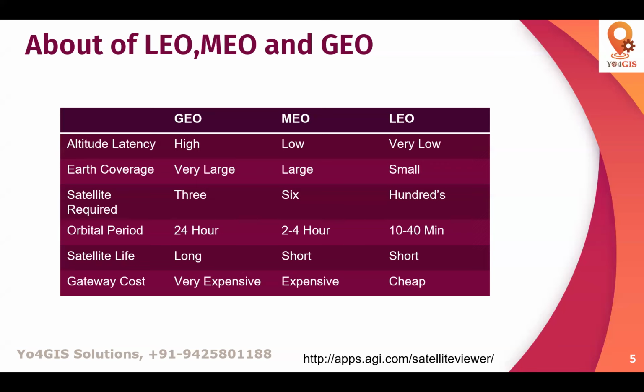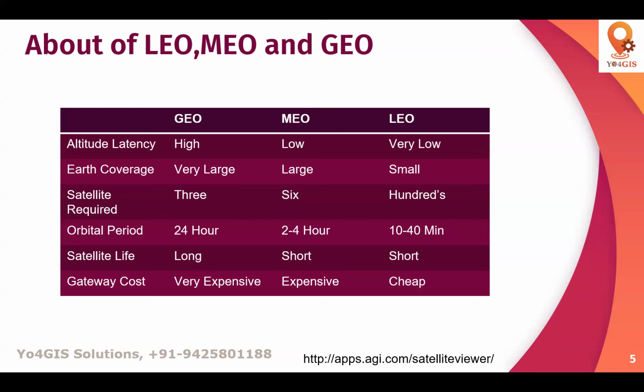And if we have MEO, then we need six satellites to cover the entire Earth. And if we go with LEO, then we require hundreds of satellites to cover the entire Earth, because LEO is covering a very small space. Okay, and these satellites we have categorized based on the altitude.